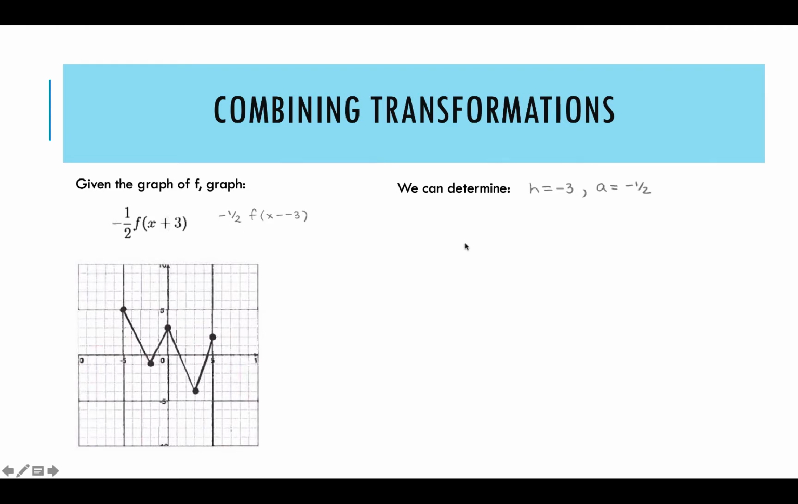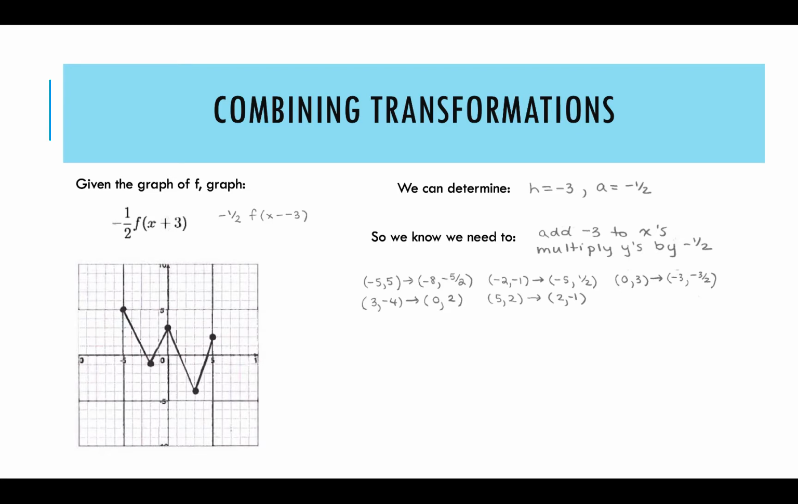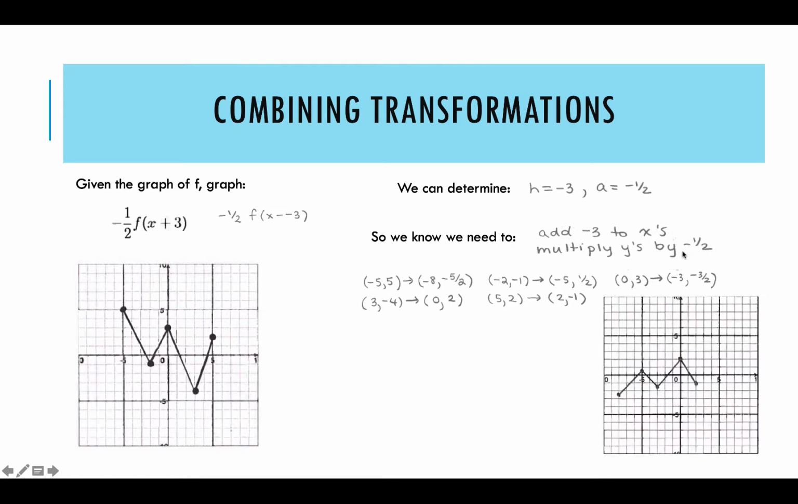So I go back to my overview and remind myself that negative 3 is going to get added to the x's, and my y values are going to get multiplied by negative 1/2. Again, I took all of the endpoints from the original graph. I took every single x value and added negative 3 to it. I took every y value and I multiplied it by negative 1/2. I get a graph that looks like that, hopefully. And then I can see if my graph is reasonable.